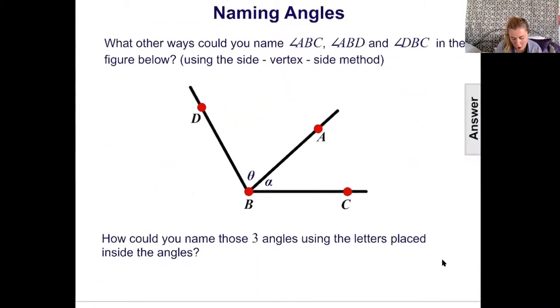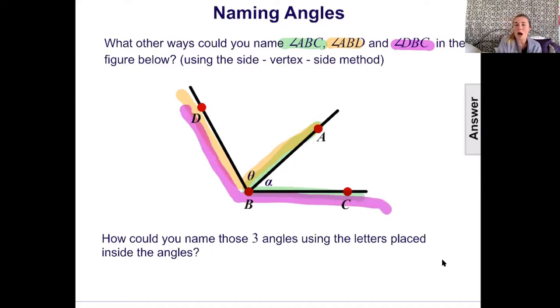So when we talk about how we want to name this, we can talk about each one of these independently. So you can name it ABC, which would be this one in green, ABC. Or you could call it ABD, so A to B to D, which is the one I just did in orange. Or you could do it in purple, DBC, so DBC. So that's exactly why you could not use B just to name this angle, because there's too many different angles, okay?